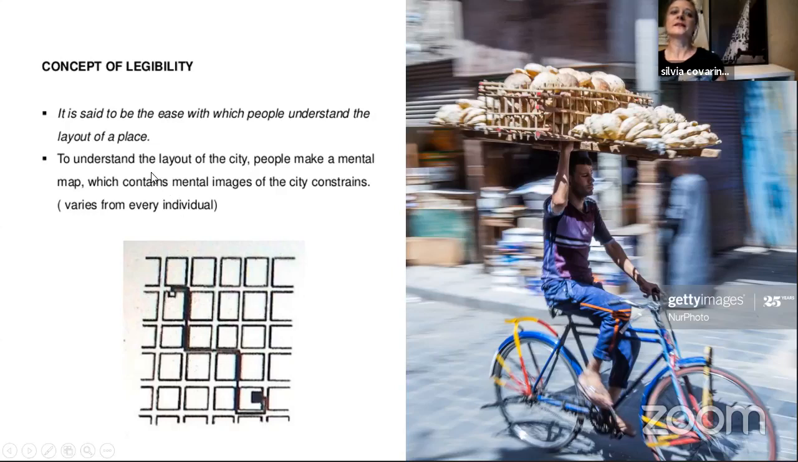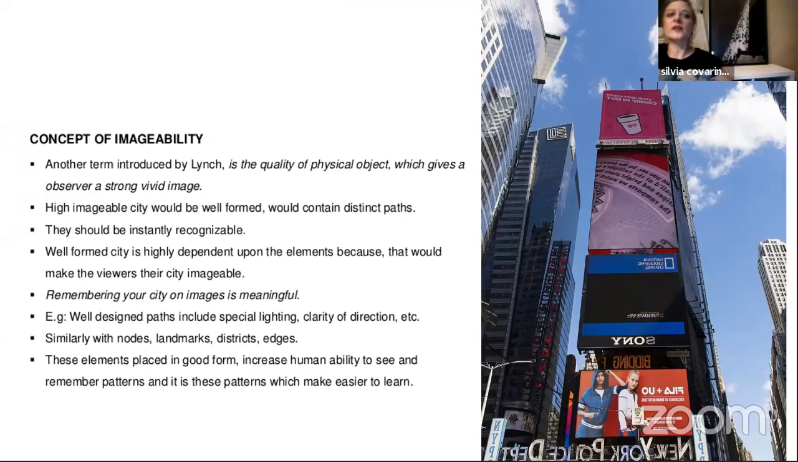Okay, and to understand the layout of the city, people make a mental map. In our mind, we are able to reconnect all the points where we are moving from one place to another place, and to generate this kind of connection. The concept of imageability: another term introduced by Kevin Lynch regarding the quality of the physical object, which gives observers a strong, vivid image. And I put behind these references in New York.